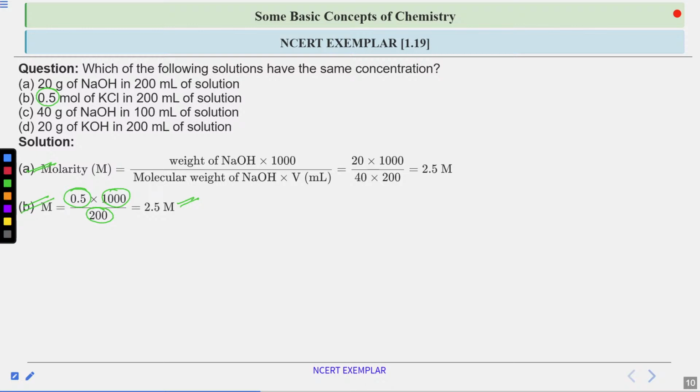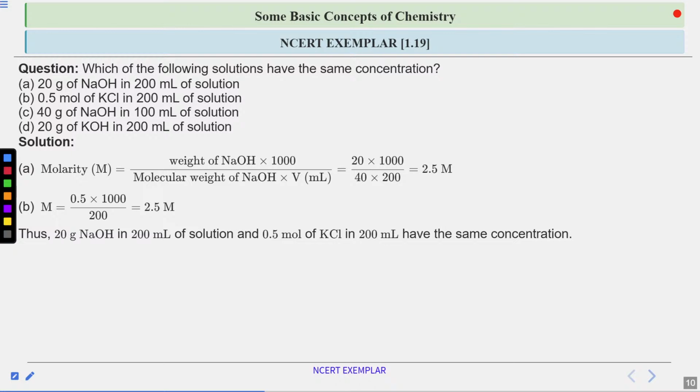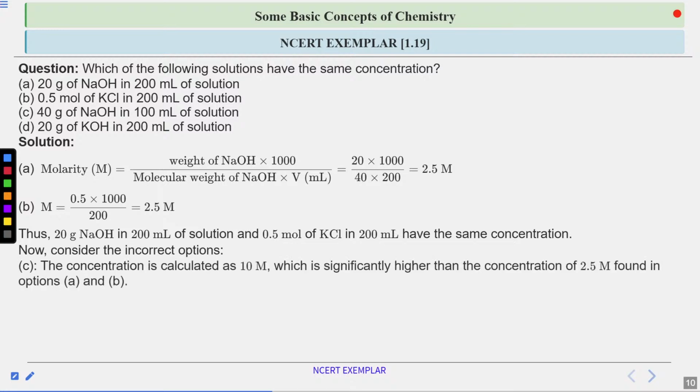Now we will move to C and D. If you look at C and D, what will happen? They will be the incorrect ones. Why? For that we have to look at the calculation. So how can we calculate this?